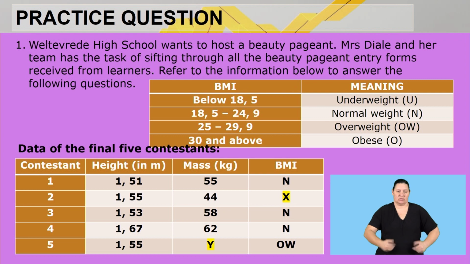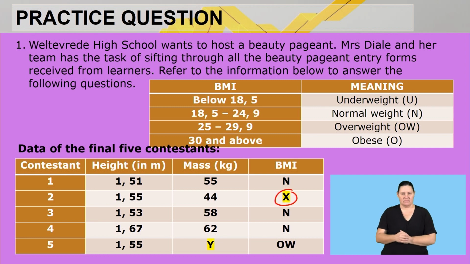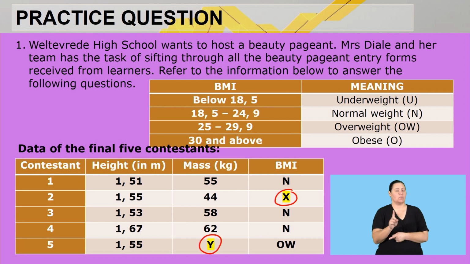Also important here is the data of the 5 final contestants. Their statistics is given to us in terms of their height in meters, their mass in kilograms, as well as their BMI. But important to note here is that there is some missing information. So here's the missing value X, the BMI, and in terms of contestant number 5, the missing value Y, which refers to the mass in kilograms, is what we need to calculate.